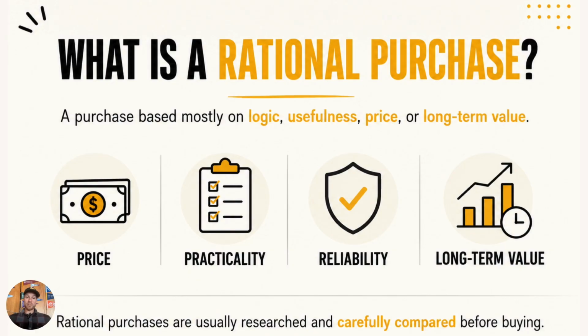We define what a rational purchase is with a little bit more depth. It's based on logic, usefulness, price, or long term value. So you've got your price, practicality, reliability, and long term value. These are often researched and carefully compared before buying. And in my terms, being a millennial, I say this is a big screen type of a purchase.